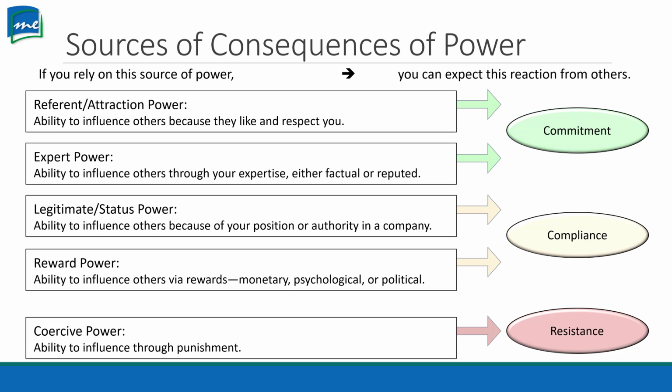Then we have our final one, where we actually coerce our people through punishment. You either do it or you'll be punished. And you're going to get people who resist it. They may do it, but they're going to resist you. They may not do it exactly how you want it. They might do a bad job, but they're going to resist it. This is the type of power you want to use as a last resort. Because overall you're going to have negative results.